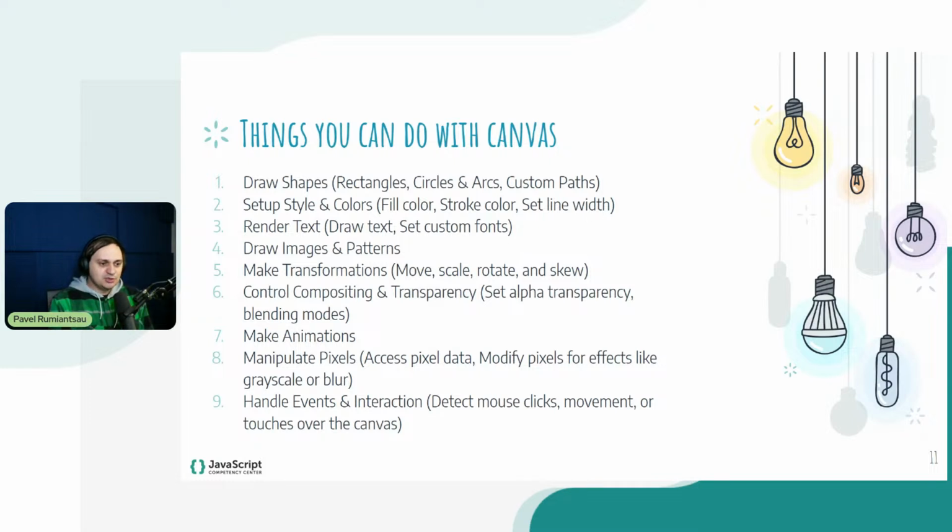So there are, as I mentioned, a lot of different things which you can do with Canvas. So you can, of course, draw a lot of different shapes. You can specify some parameters. You can render text. You can actually draw images. So in case you want to, for example, put some specific already predefined image in your Canvas, it's also possible. And you can also apply some patterns.